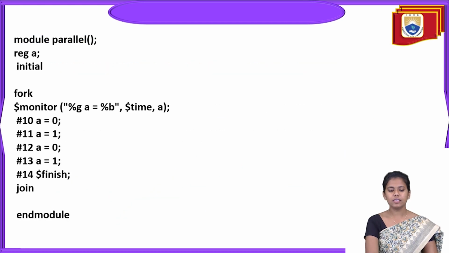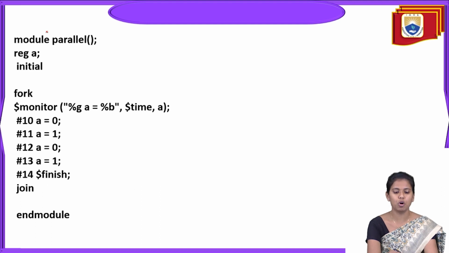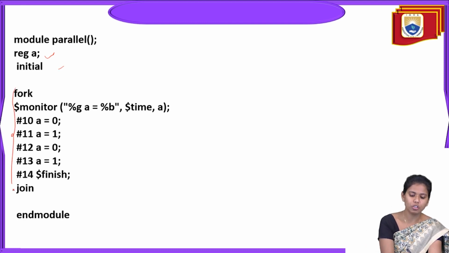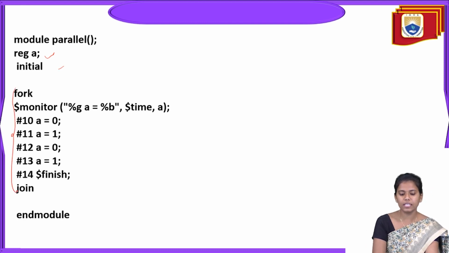So here is an example for the parallel statement. Module parallel statement, register A, initial and C, from fork to join. Within these, the statements need to be executed parallelly. All the statements will be evaluated parallelly and they execute sequentially.